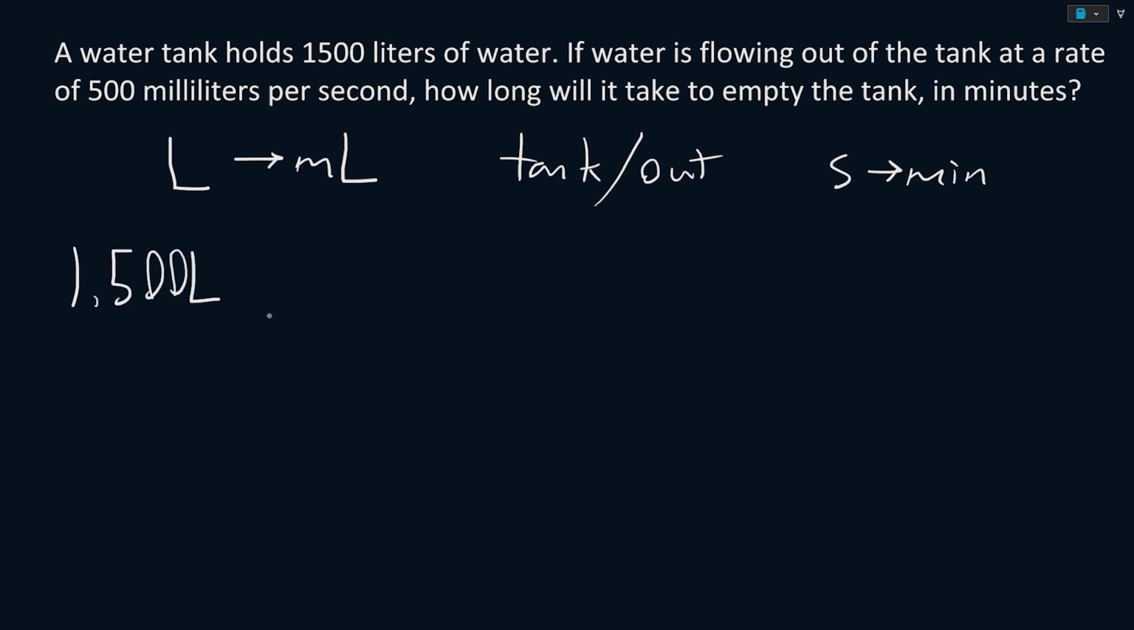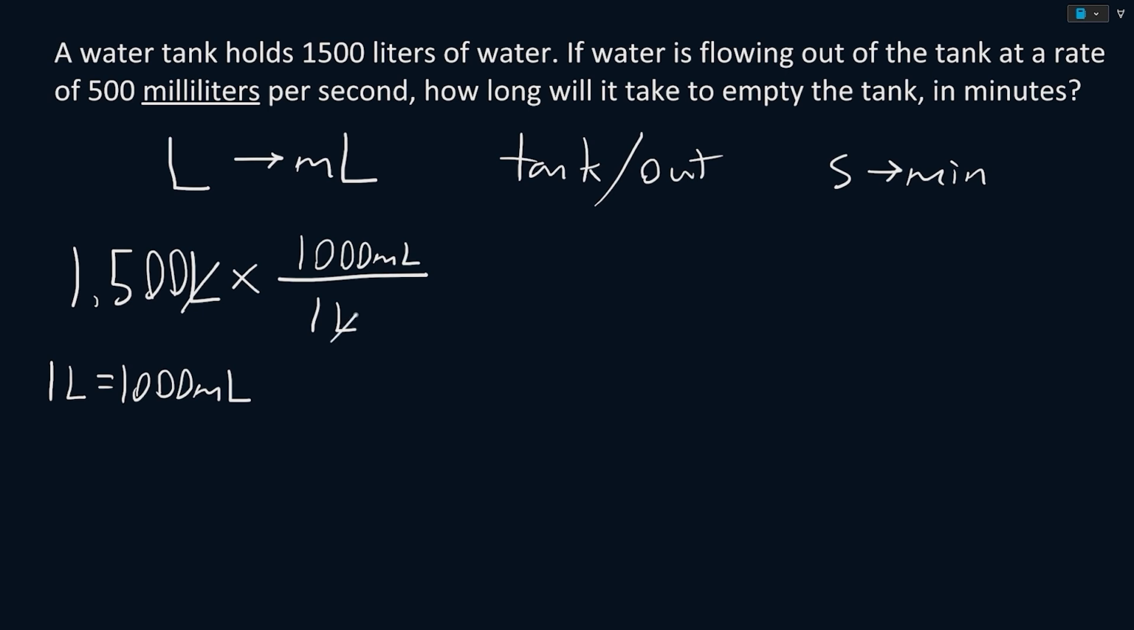We were given 1,500 liters of water, and we want to convert them into milliliters. We know that 1 liter is equal to 1,000 milliliters. So to convert liters to milliliters, we need to multiply through our conversion factor of 1,000 milliliters to 1 liter. Multiplying through, the liters cancel and leave us with milliliters.